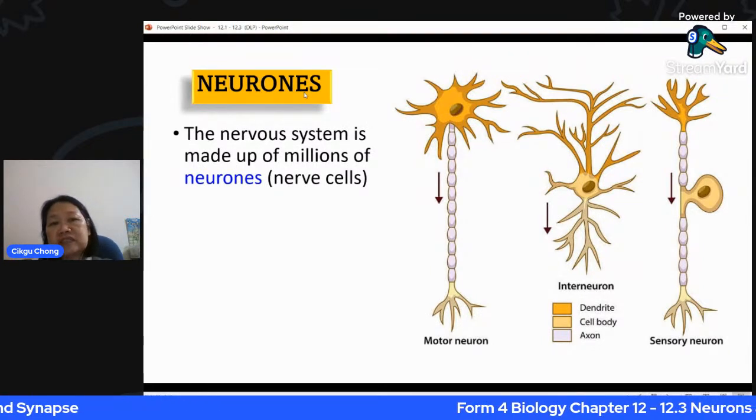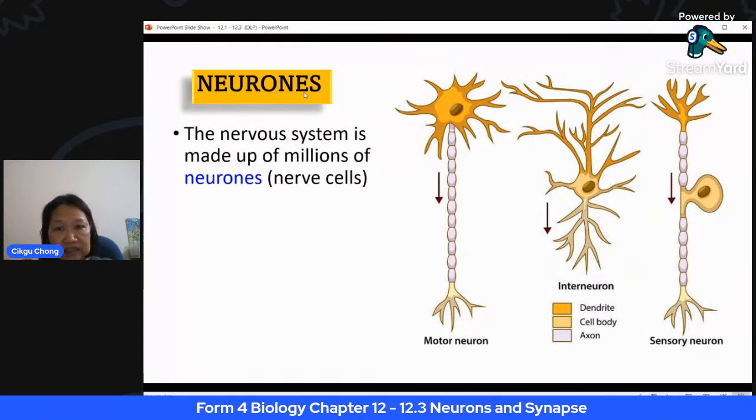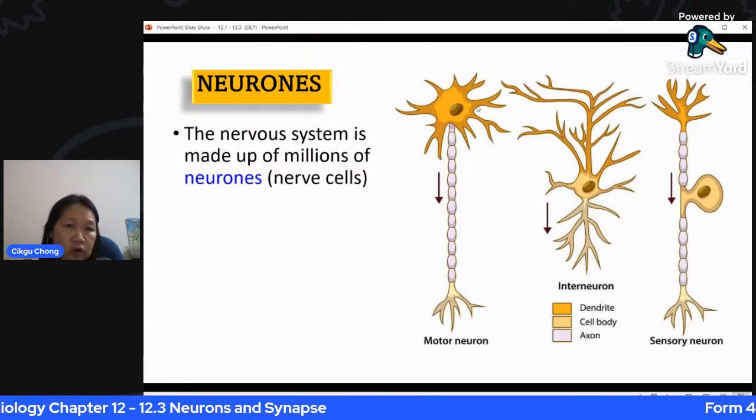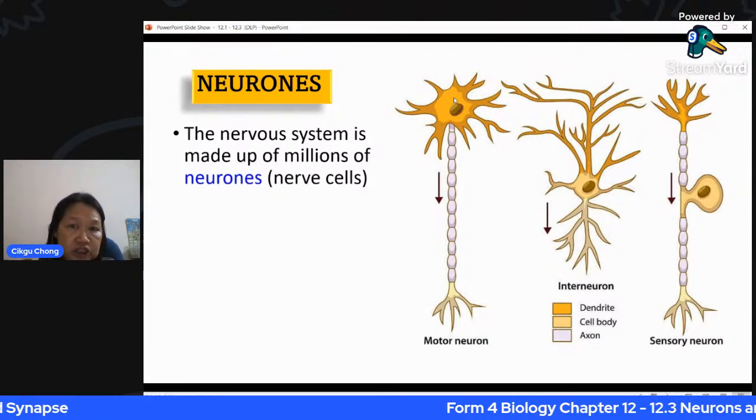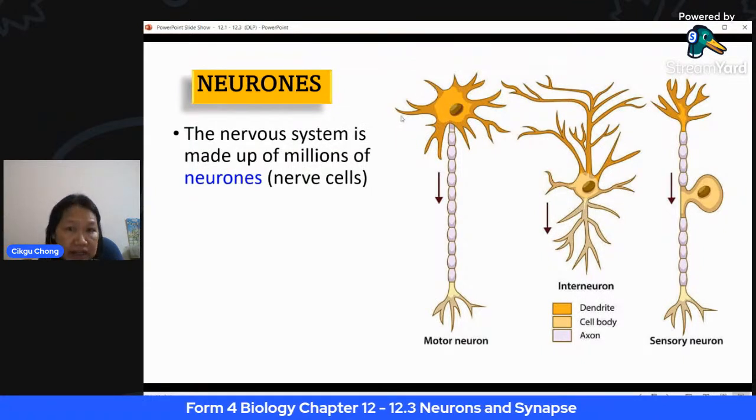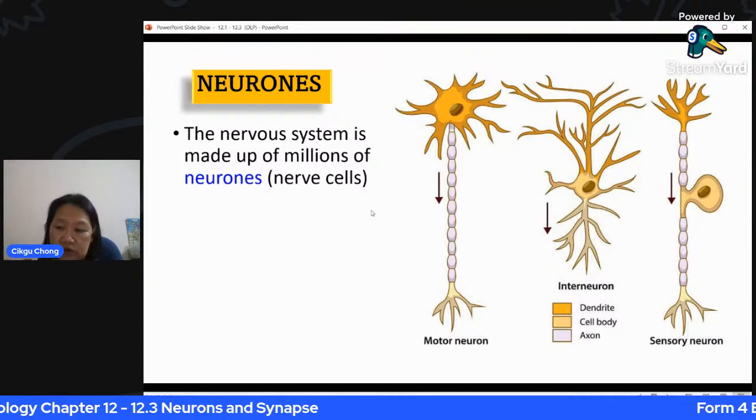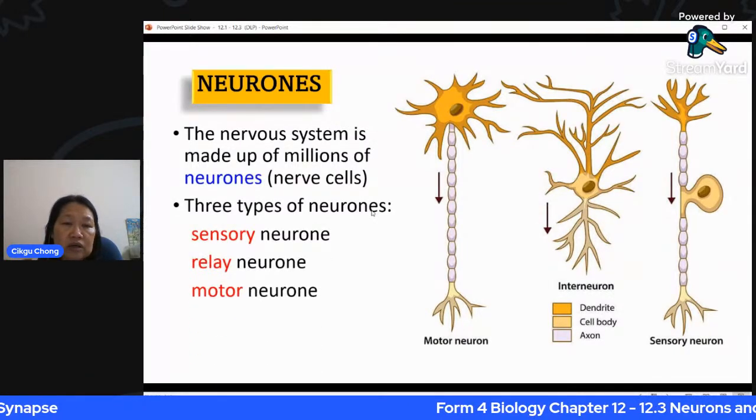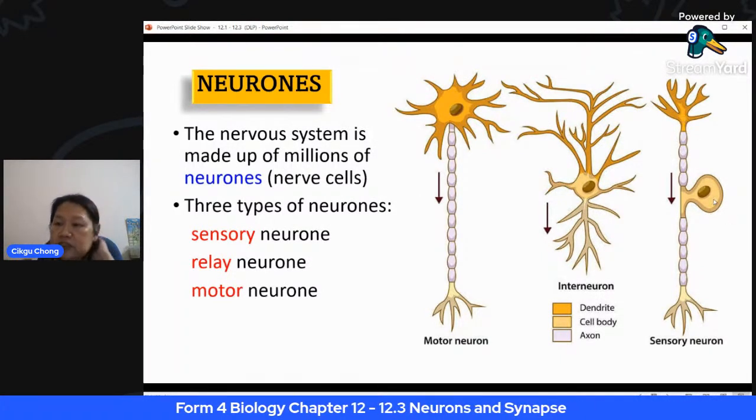The nervous system is made up of millions of cells which look like this. You have this part here called the cell body, which contains cytoplasm, and then you have these projections that branch out everywhere. They are called dendrites. There are three types of these cells, and the names are different. You have the sensory neuron, which is the one on the right hand side.